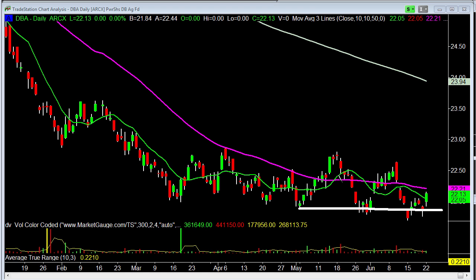I'm not usually a bottom fishing trader. This is definitely a bottom fishing trade, and this is commodities. All right, so it's a whole basket of commodities. So it's going to go in its own direction. The stock market is not something you're going to look at for a leading indicator here.